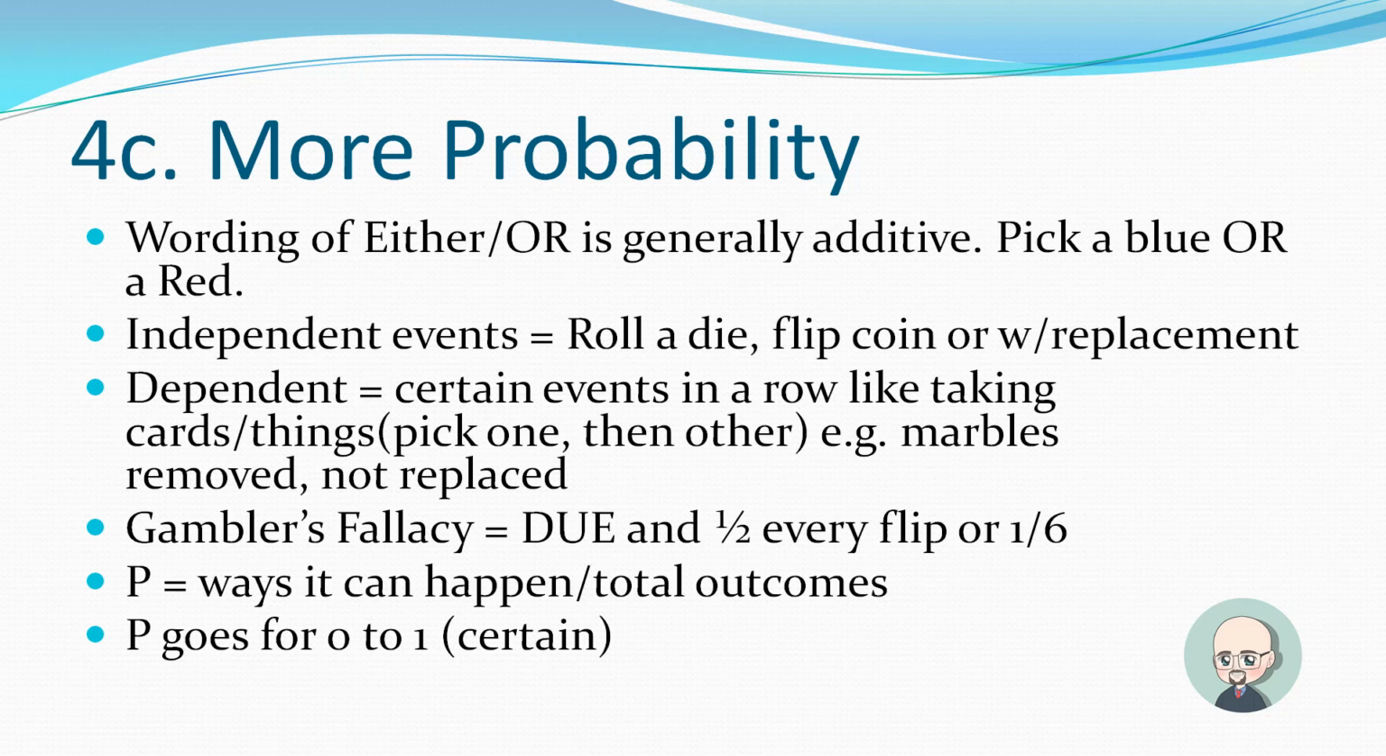The gambler's fallacy, remember we talked about that with flipping a coin 19 times and coming up one way. The other way isn't due the 20th time. It's still an independent event, so it's a 1 out of 2 chance each time, including that 20th time. P is probability, the ways it can happen. Okay? P goes from 0 to 1, which is certain.